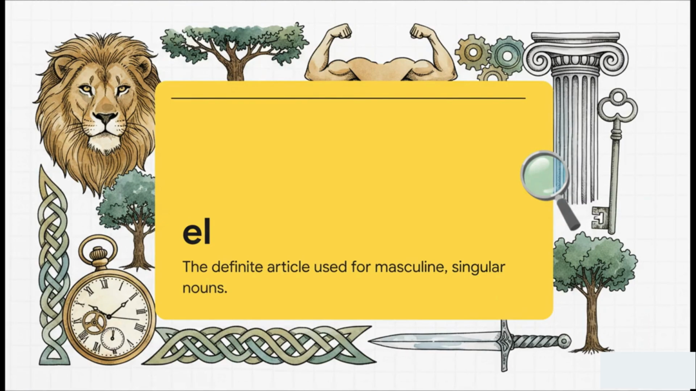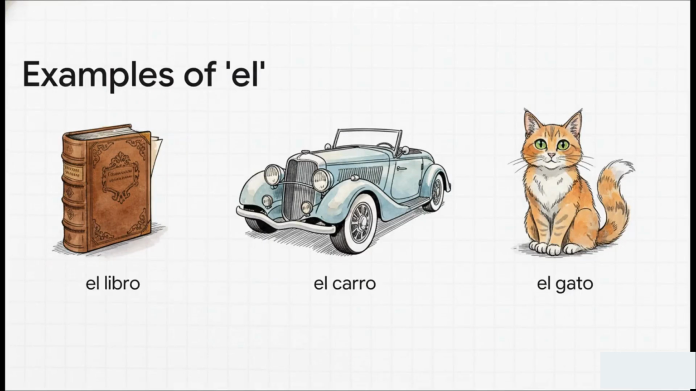All right, first up, the plate, we have el. And the rule is dead simple. If your noun is masculine and it's singular, just one of them, you use el. Let's see how that works. For example, you would say el libro for the book, el carro for the car, and el gato for the cat. See? Each of these things is singular and masculine, so they all get el.